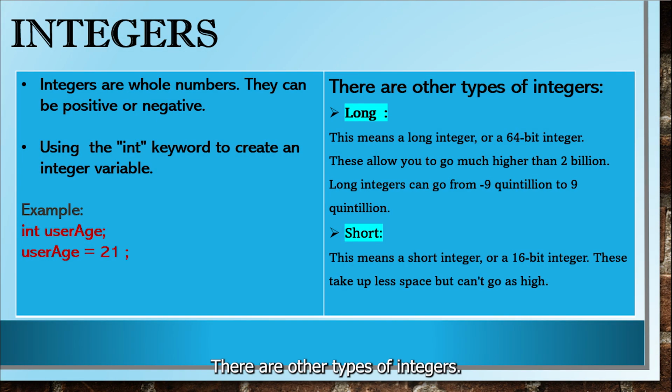There are other types of integers. The first type is long. This means a long integer, or a 64-bit integer. These allow you to go much higher than 2 billion. Long integers can go from negative 9 quintillion to 9 quintillion. The second type is short. This means a short integer, or a 16-bit integer. These take up less space but can't go as high.